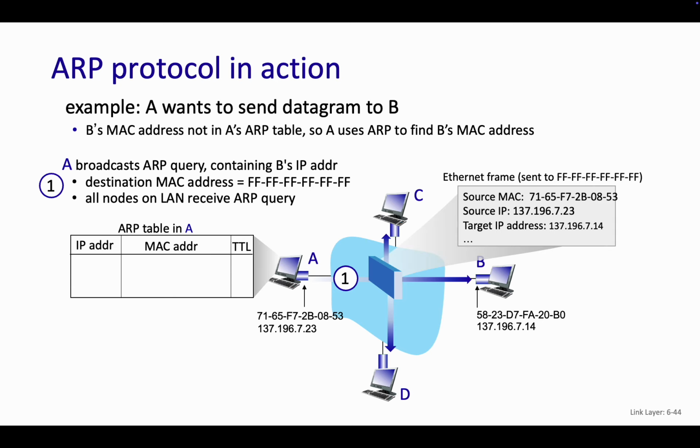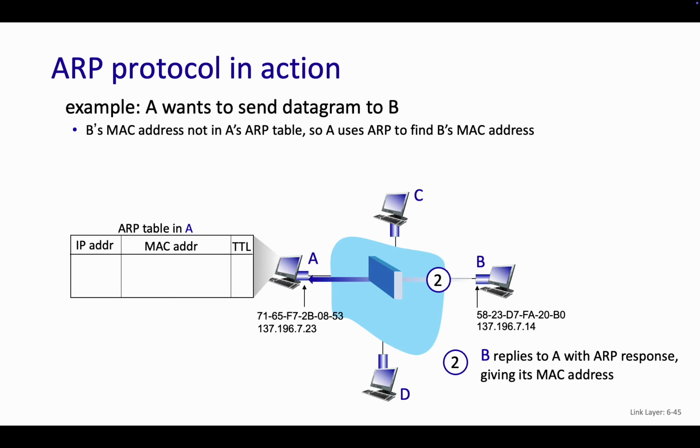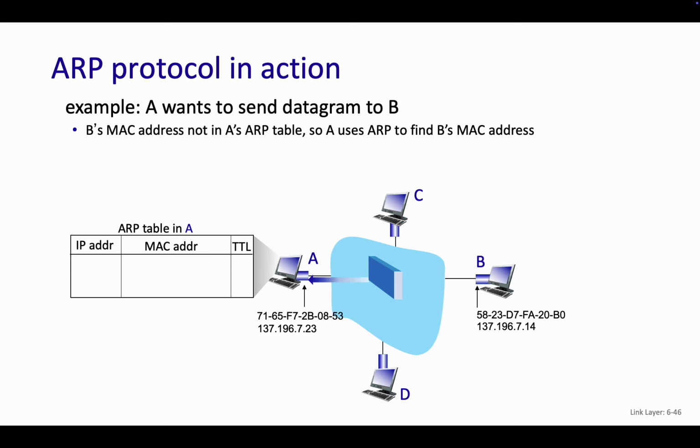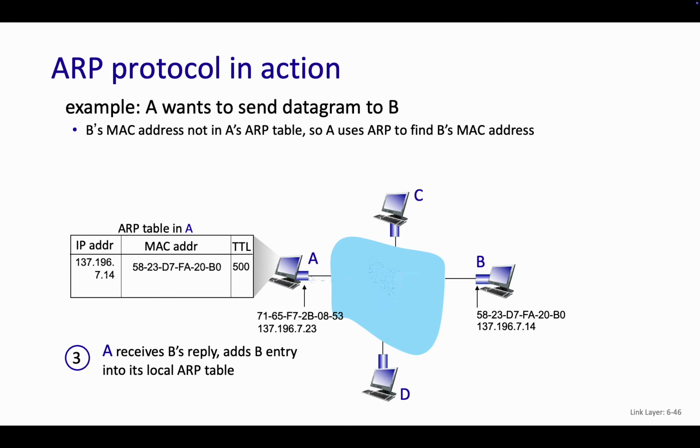Then hopefully B will respond and say, oh, that's me, I got it. And it responds back, this is my IP address and this is my MAC address. From now on, A can store that entry in A's table. If A ever needs to send to B again, it'll look this up for the duration of the time to live and then just map it. Once this time to live is over, it will do that same process again.